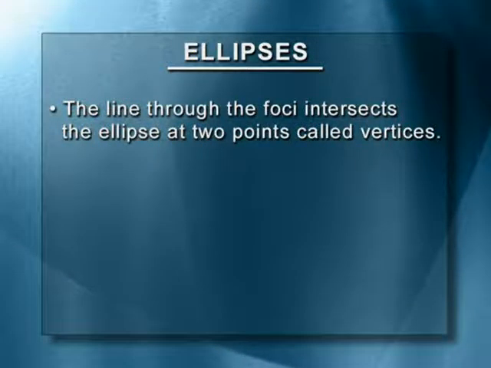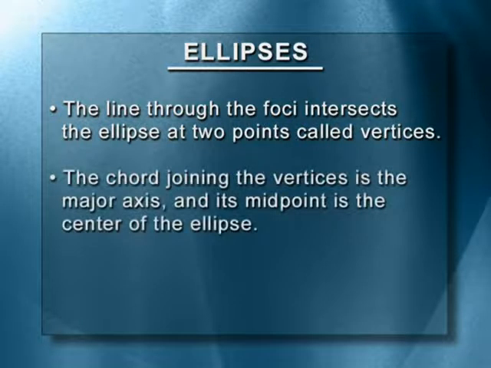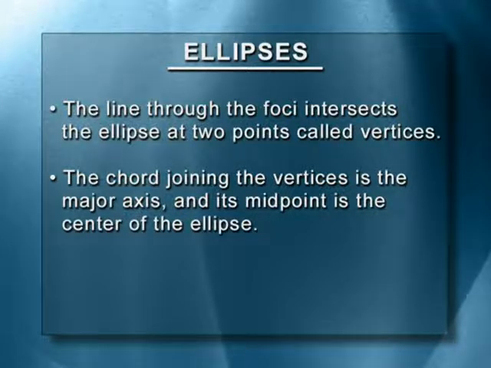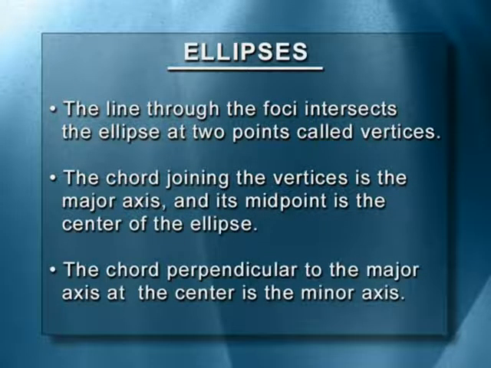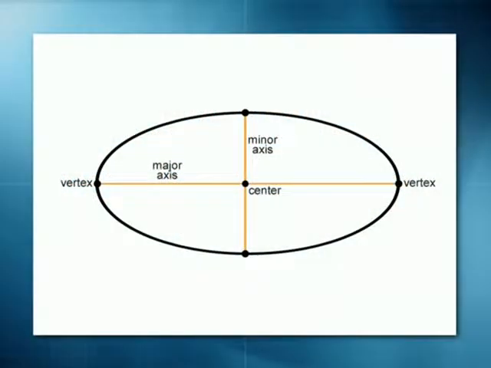Okay, now there's some terminology associated with this. The line through the foci intersects the ellipse at 2 points called vertices. And the chord joining the vertices is the major axis, and its midpoint is the center of the ellipse. And then finally, the chord perpendicular to that major axis is the minor axis. Here's a picture with all those characters labeled. There's the center of the ellipse. There are the two vertices, and that's the major axis, the longer axis. And then you'll see the chord that forms the minor axis, perpendicular to the major axis.